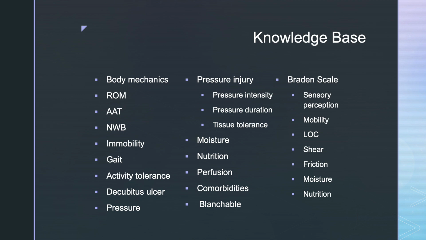Moisture, like I had mentioned before, moisture is a culprit in impaired skin integrity. When moisture sits on the skin, it can cause some significant damage. And nutrition, as I mentioned earlier, if a patient is malnourished, it is going to be very challenging for them to heal, and they are at higher risk for impaired skin integrity.